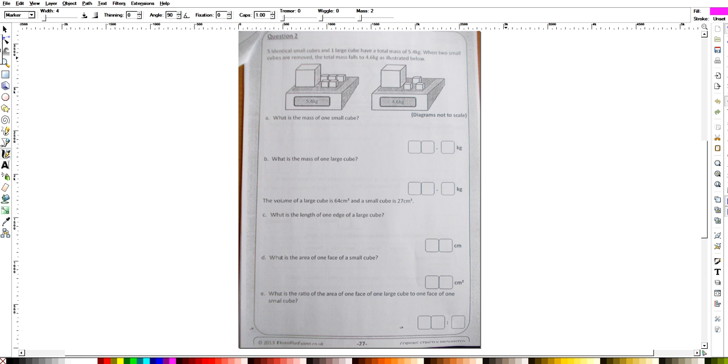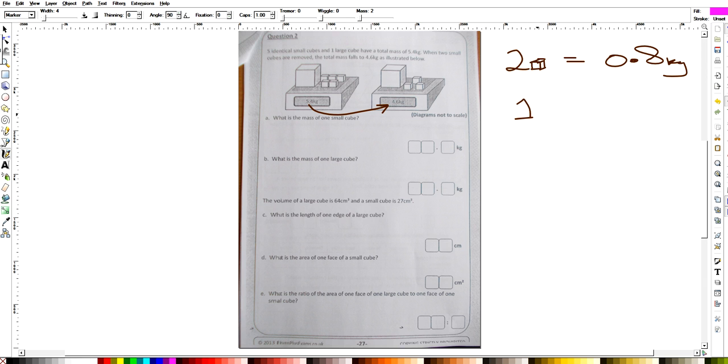So how many small cubes have we taken away? 2. 2 small cubes. Now, how much did the weight drop by from 5.4 to 4.6? How much have you lost? 0.8. And then divide that. 0.8 kilograms, yeah? So we lost 2 cubes and we lost 0.8 kilograms. 0.8 from here and 2 cubes from here.